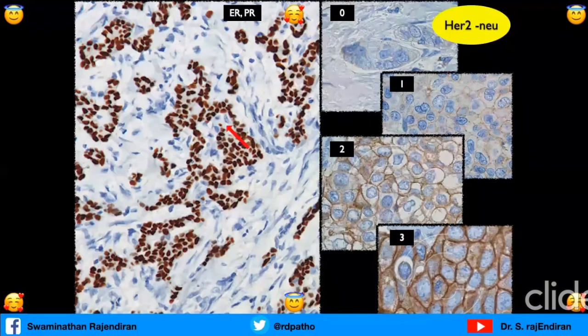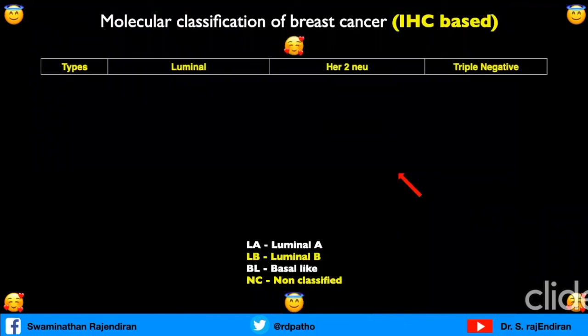Coming to ER and PR, ER and PR are nuclear markers. HER2/neu is a cytoplasmic membrane marker, and HER2/neu is 0 or 1 plus when it is less than 10%, 2 or 3 when it is more than 10% with a complete or incomplete membranous staining. 3 is considered positive, 0 and 1 are negative, 2 is equivocal. Okay, you have to do FISH when you see 2 plus in the IHC of the HER2/neu.